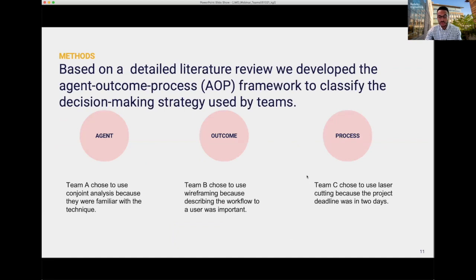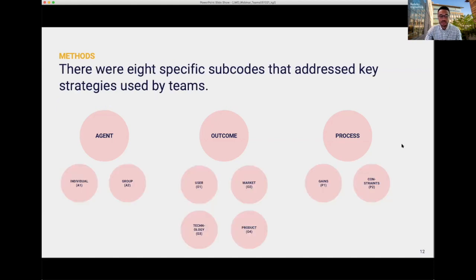So with those written responses that teams are providing, we then code them using a new framework that we developed called the Agent Outcome Process-Based Framework. So essentially there's 3 high-level themes that all of these responses are coded into. And this is what we're using to define what we call decision-making strategies. In addition to these 3 high-level codes, there's also 8 subcodes that add more detail.